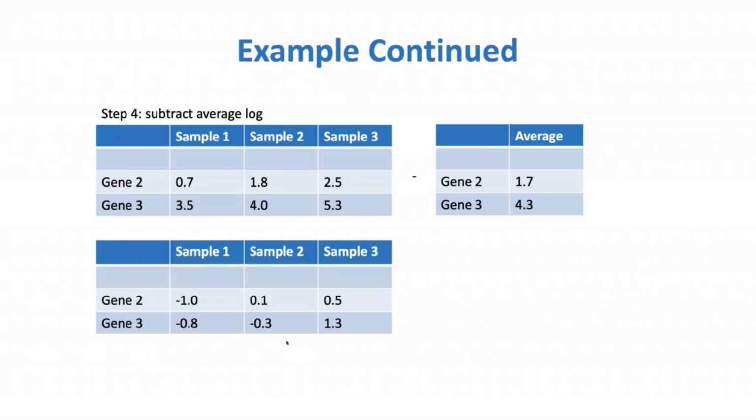Okay, so now subtract the average log, right? So we have our genes in log space on the left. We have our geometric means of the logs. So now we center the rows around 0. So this is what we get.